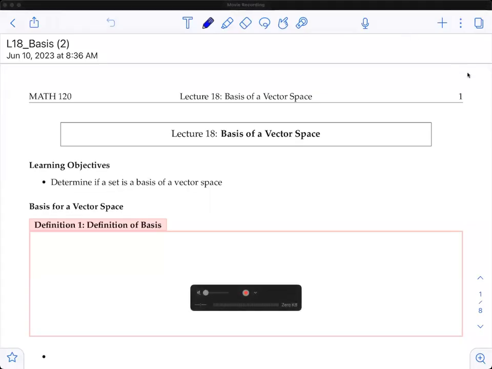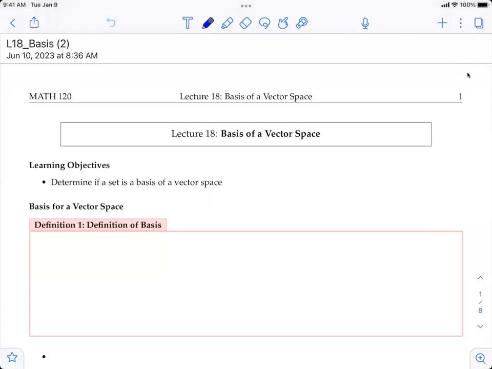Hello everyone, this is lecture 18, Basis of a Vector Space. So far we have learned two important concepts of a vector space: spanning sets and linear independence. A spanning set is a set of vectors that spans, or helps build, the entire vector space under two operations, scalar multiplication and vector addition.